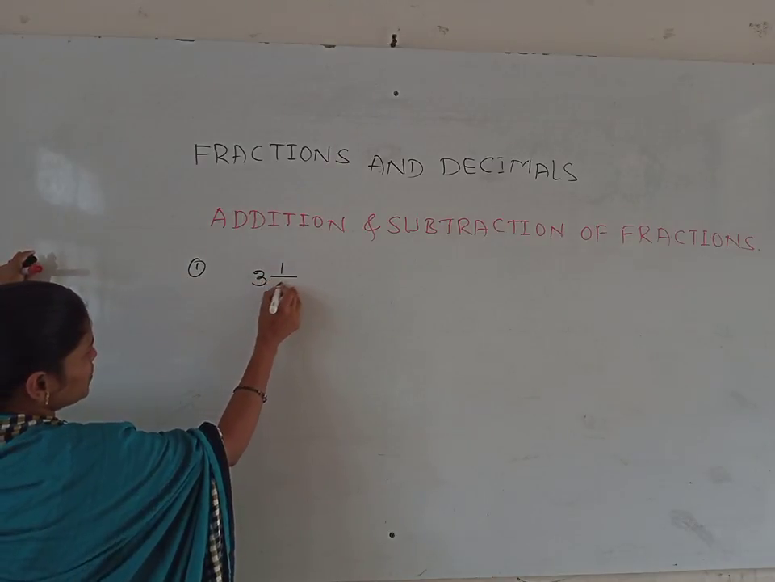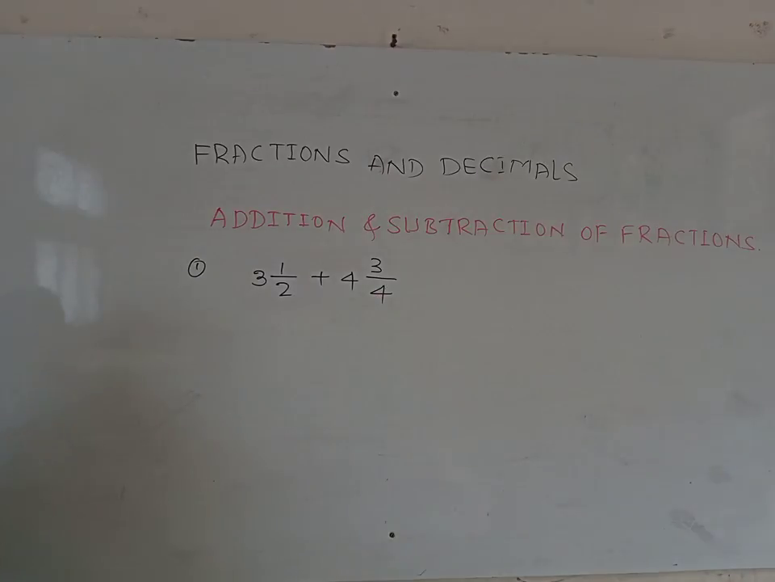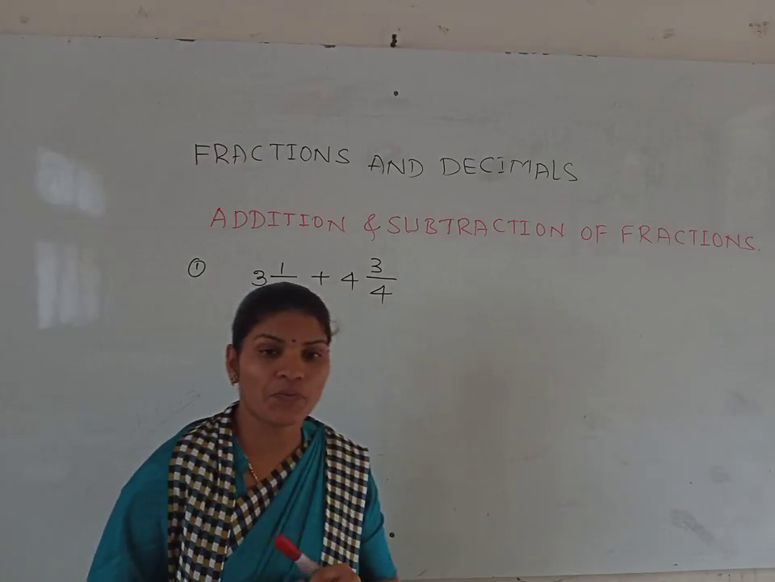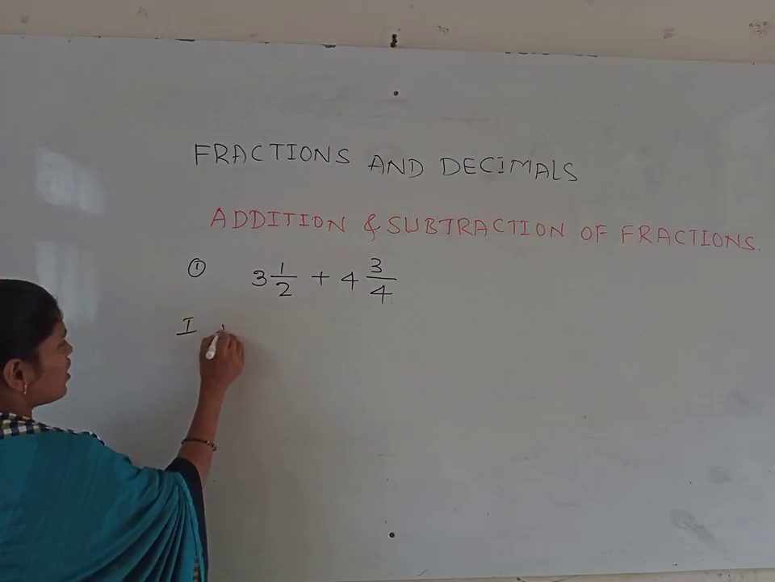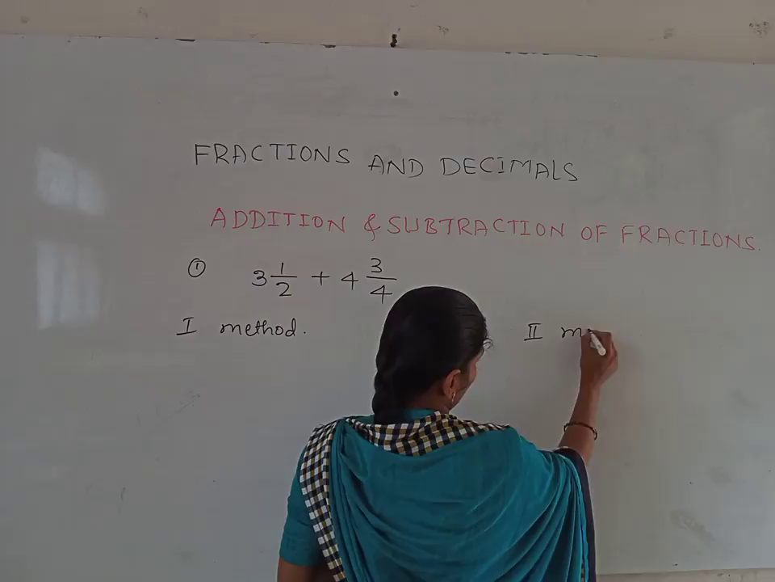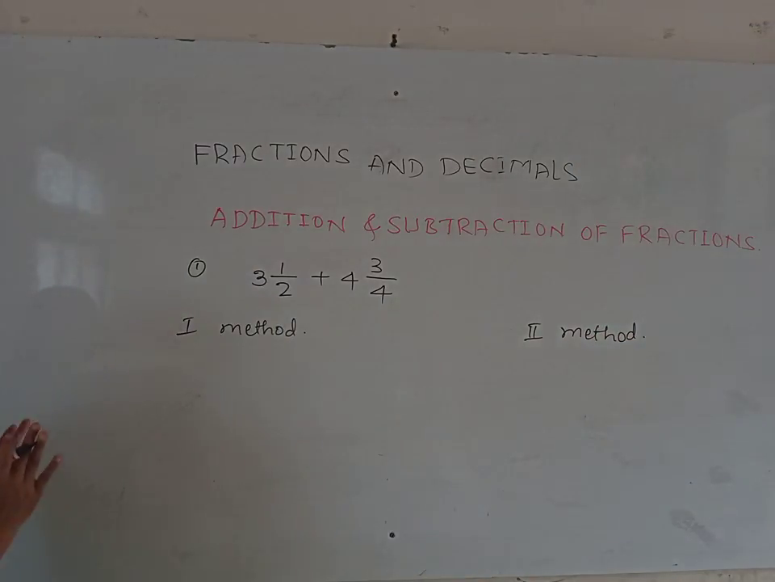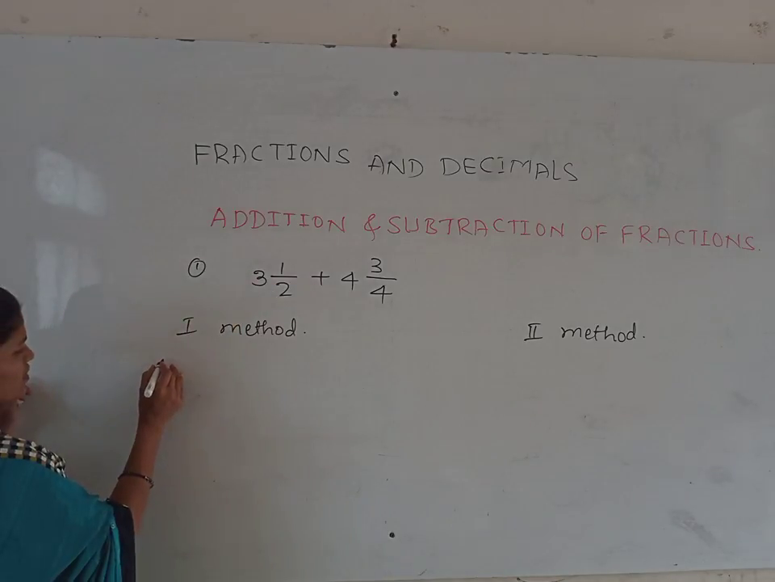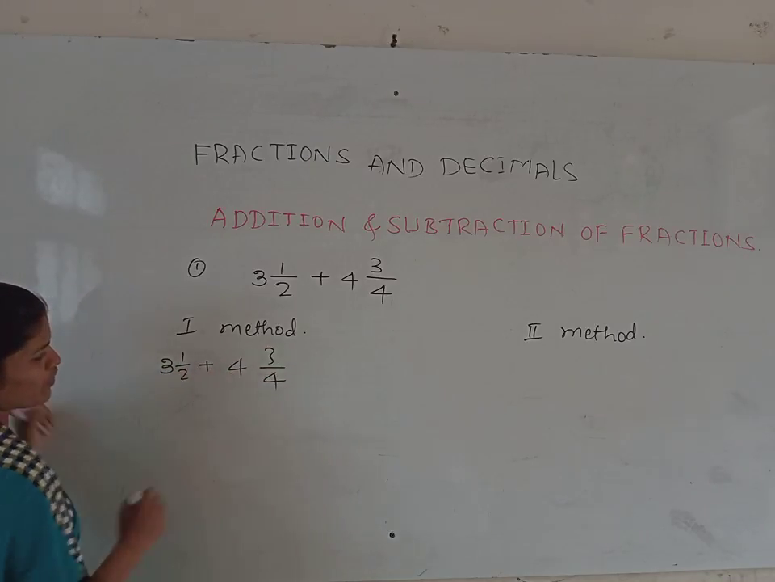3 integer 1 by 2 plus 4 integer 3 divided by 4. First you have to observe, everyone. There are 2 ways to solve this one. Here I will solve by the first method and then by the second method. You can follow any one, whichever is easy for you. I am just showing you both methods. Clear? Okay. So first method: 3 integer 1 by 2 plus 4 integer 3 by 4.